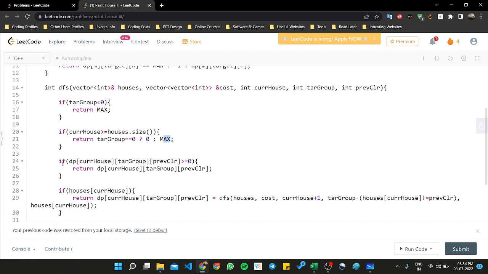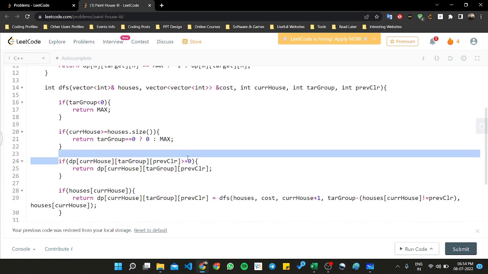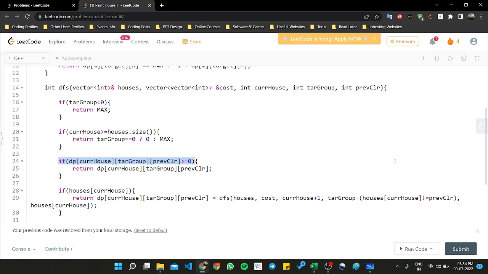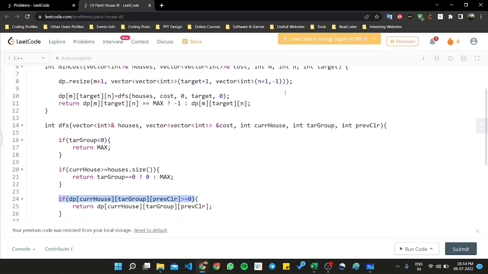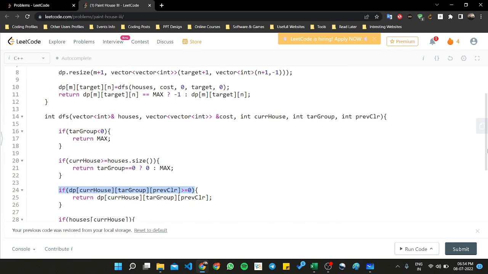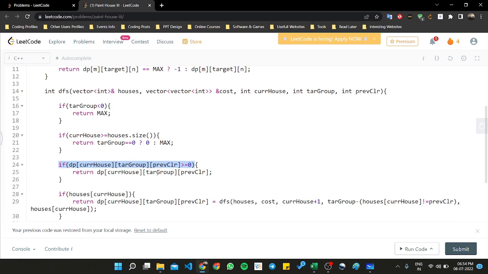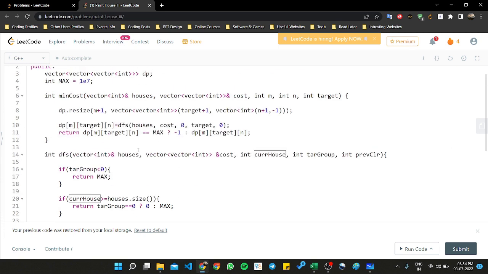In the next state, we check whether we already solved the problem or not. Initially, I filled the DP with -1. If I already solved this problem, I return this DP value, which is for the current house. I will explain this.